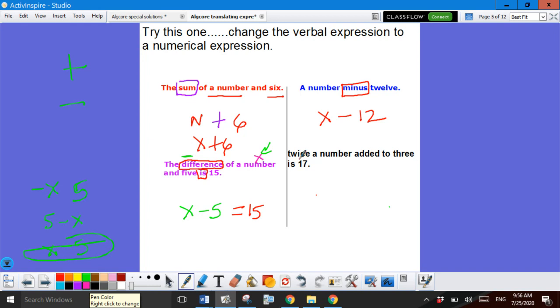Okay, let's look at the next one. Twice a number. Remember that was times 2. Added to 3, that's a plus. "Is" is an equal. So I have 2x plus 3 equals 17.